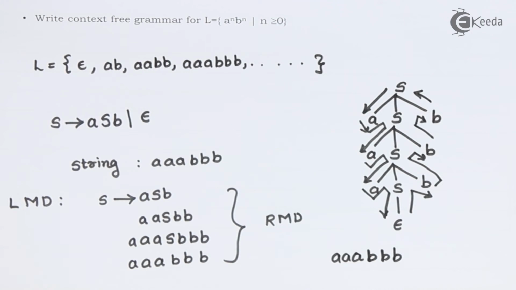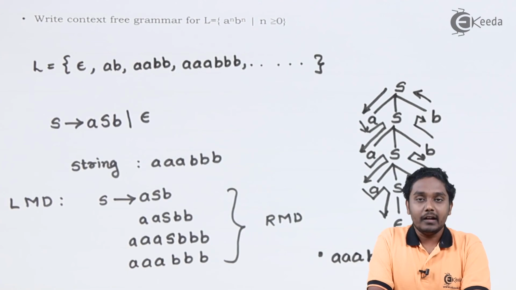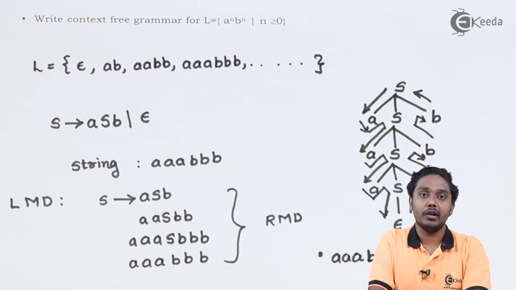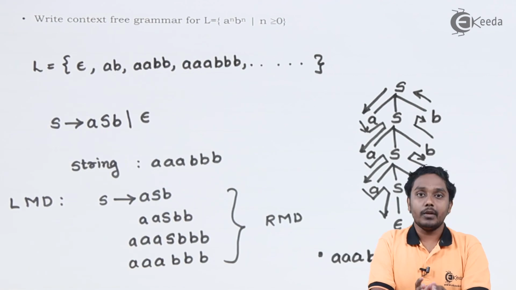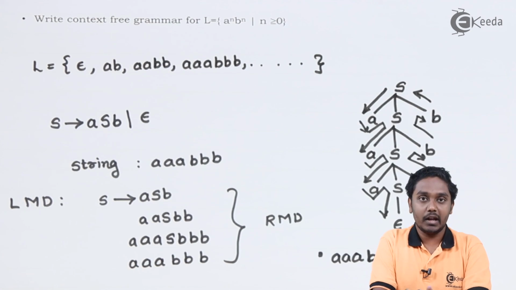You can see that the yield of this parse tree is the string that was required, triple A followed by triple B's. You can say that the grammar that we have constructed successfully generates the language which was required, that is a to the power n, b to the power n, such that n is greater than or equal to 0. From the next video, we will be seeing a few more questions on constructing context-free grammars.